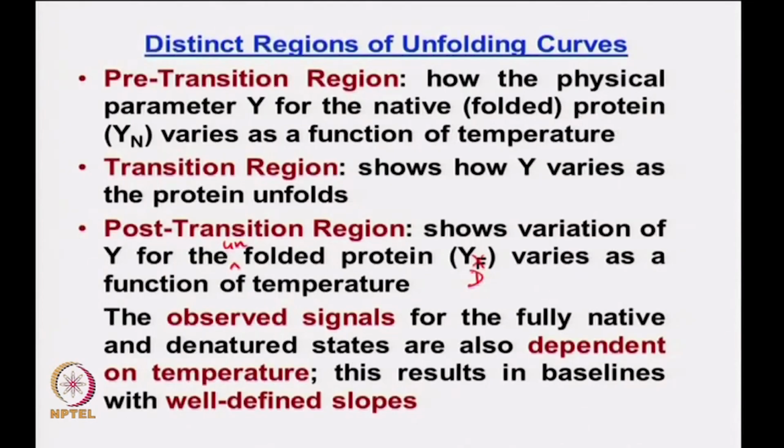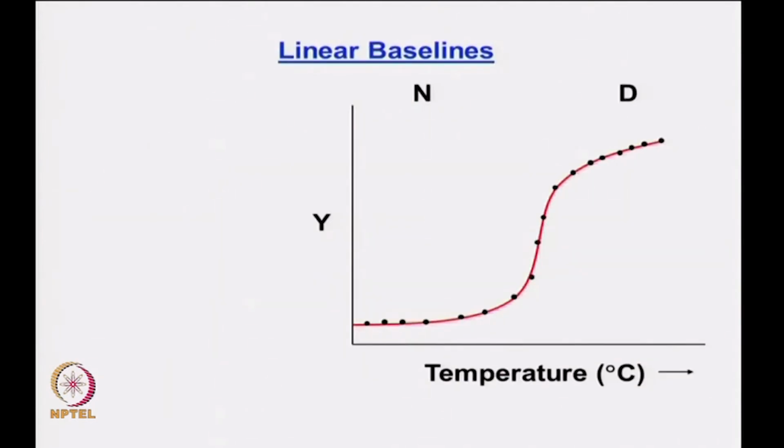Okay. So these are the different regions we talked about yesterday. Now let us look at this curve. Look at the black dots in this curve. These black dots are your experimental points. That means at any given temperature you have measured the signal y, and this is how the transition moves as you increase the temperature for a particular protein. Now what is the red line? The red line is a fit. You are trying to fit this curve and extract certain thermodynamic parameters, right.